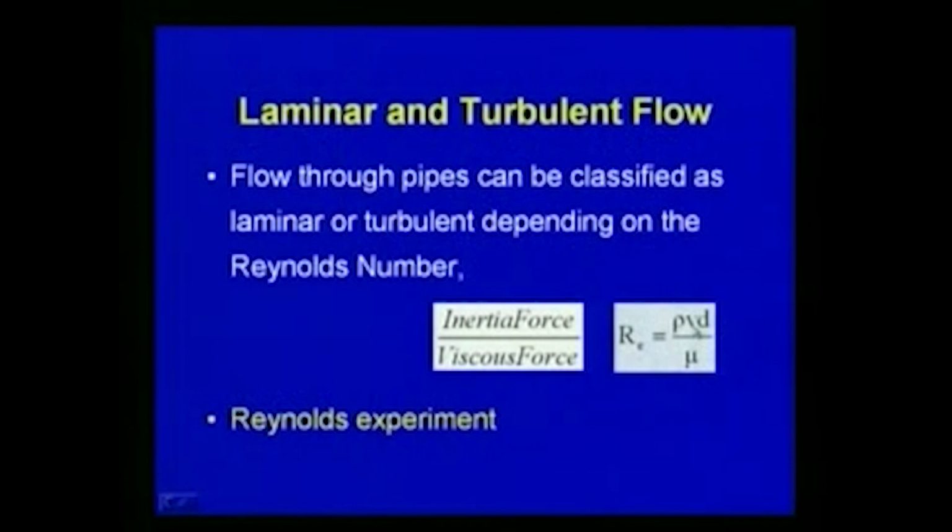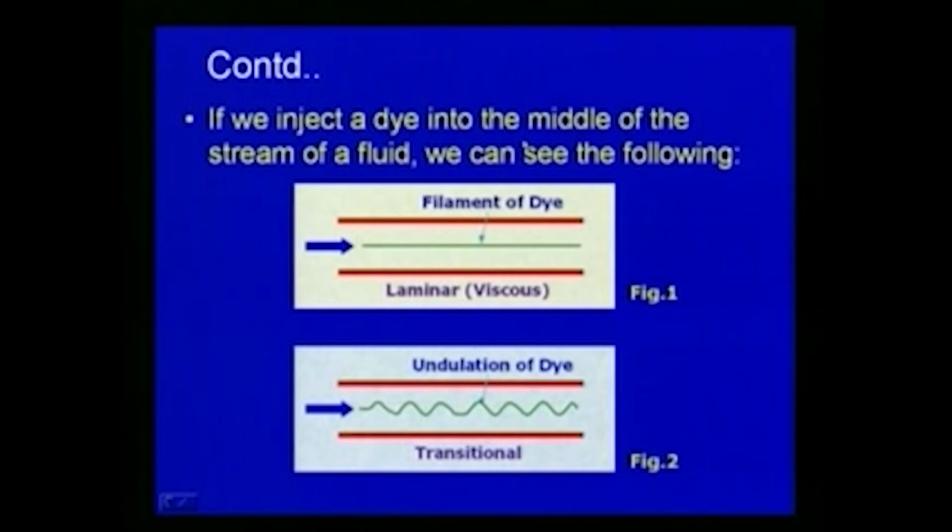So, the Reynolds number is defined as the ratio of inertial force to viscous force, which for pipe flow we can define as R is equal to rho v d by mu, where v is the velocity, d is the diameter of the pipe, and mu is the coefficient of dynamic viscosity. With respect to this, we can classify the fluid flow in the pipe as laminar flow or turbulent flow.